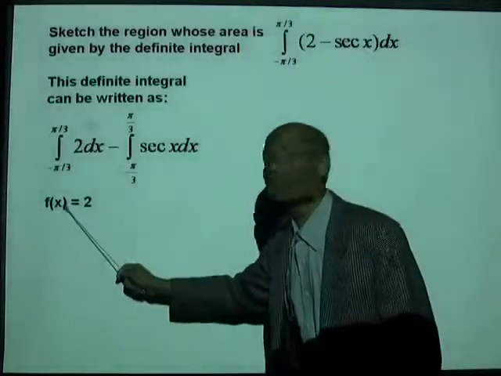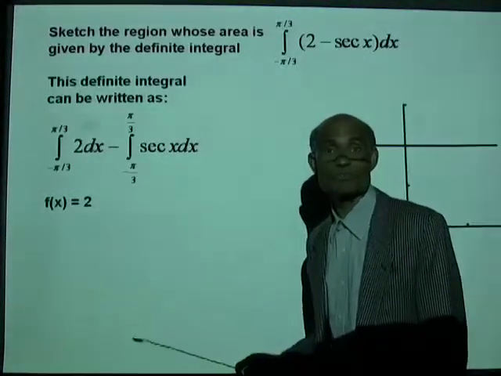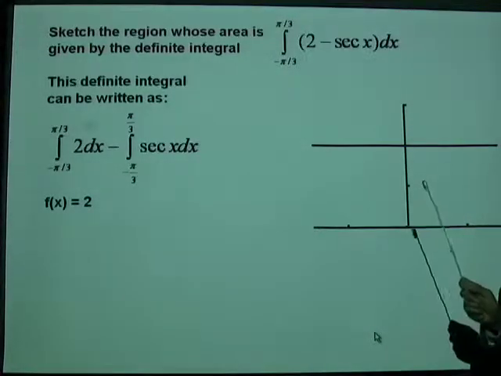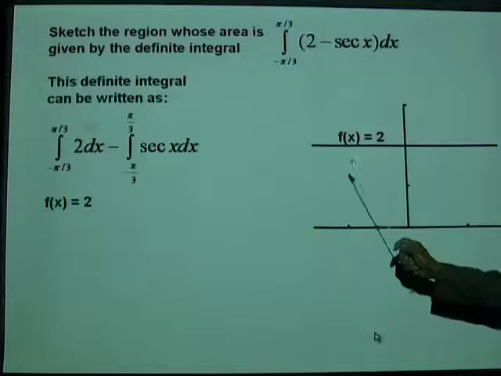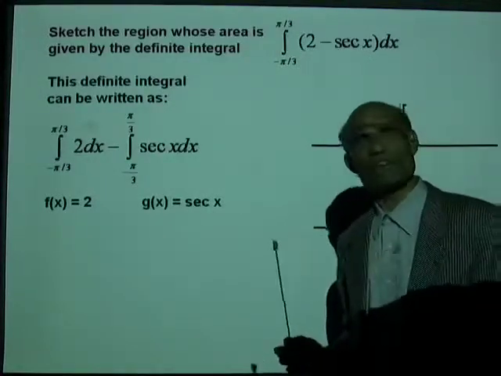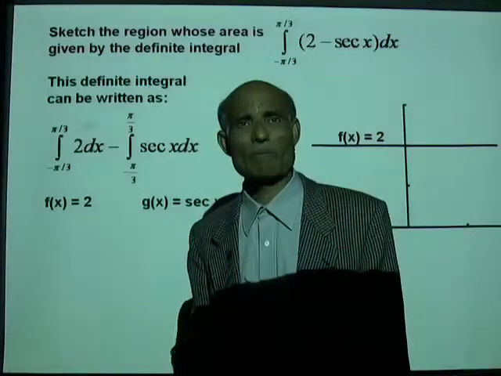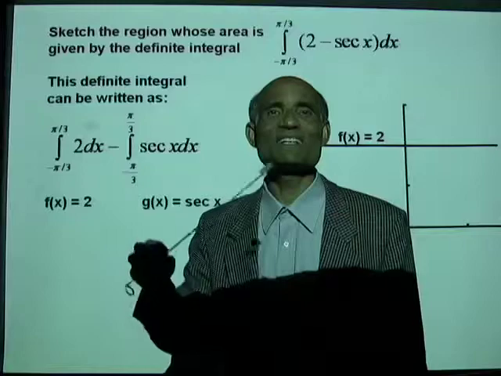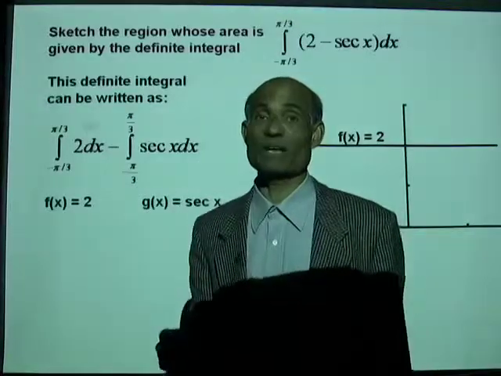Now f of x equal to 2, or y equal to 2. So here I have the graph of f of x equal to 2. Now g of x equal to secant x. How do you draw the graph of secant x? Secant x is 1 over cos x. So you can enter in the calculator y2 equal to cos x.